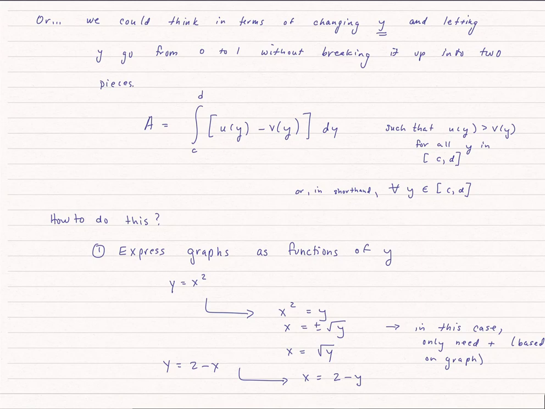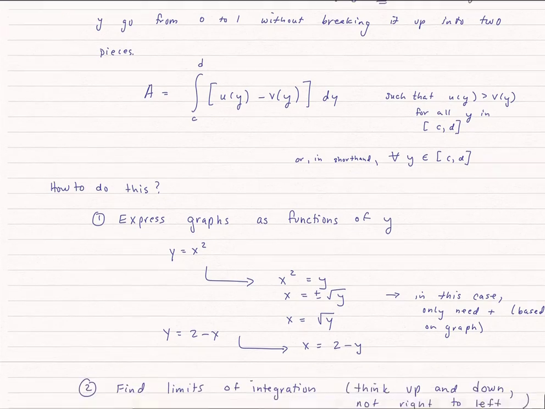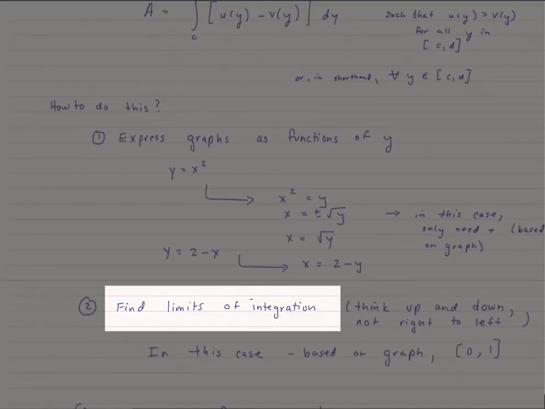That's our first function. Our second function was y equals 2 minus x. Well, we called it g of x equals 2 minus x. So now solving for x, we have x is equal to 2 minus y. So we've got two functions now written in terms of functions of y. Now what do we have to do? We have to find the limits of integration.